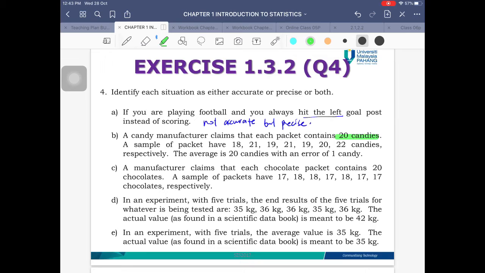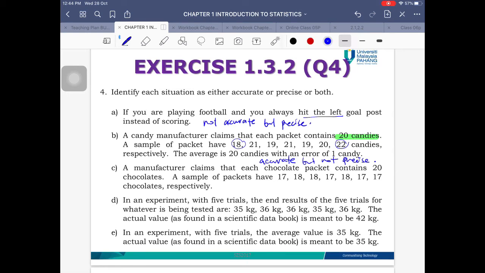For the second scenario, a candy manufacturer claims that each packet contains 20 candies. A sample of packets have 18, 21, 19, 21, 19, 20, and 22 candies respectively. The average is 20 candies with an error of 1 candy. The error is just one candy, so I would say that it's pretty accurate. But would I say that it's precise? I don't think it's precise, because if you have a look here, the values differ. It goes from 18 until 22, so that's a difference of 4 candies.